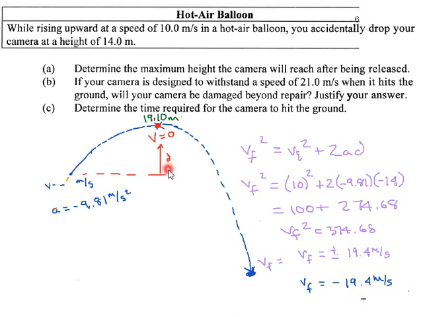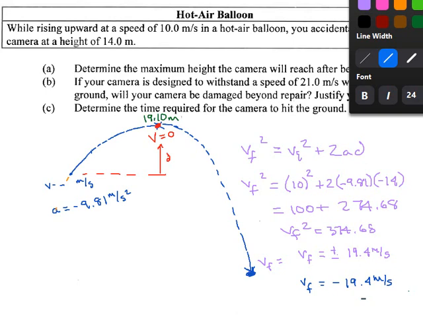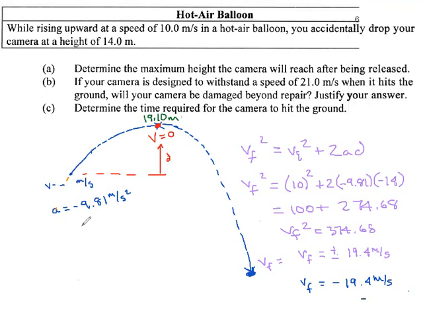And last thing, determine the time required for the camera to hit the ground. We only have a couple of time formulae that would work. We have the VIT plus 1 half AT squared, which is a real nuisance to solve for time, but there's a much better option. And the much better option is this thing I keep hyping to you. VF equals VI plus AT.